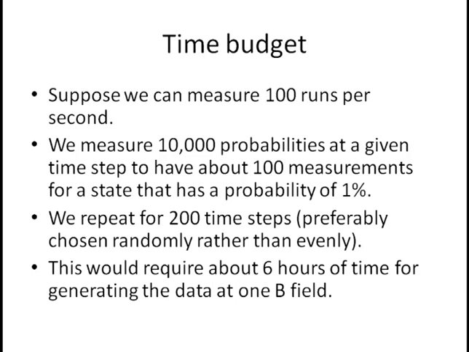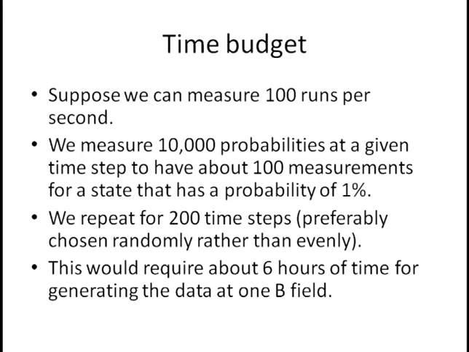So now let me explain to you how we're trying to do this. We're assuming that in an efficient experiment you can measure about 100 different runs per second. That's assuming that taking a full run of data and then setting up for the next run isn't going to take more than about 10 milliseconds. We're going to measure 10,000 probabilities at a given time step. That's going to give us about 100 measurements if our probability is 1%. We're going to repeat for 200 time steps.